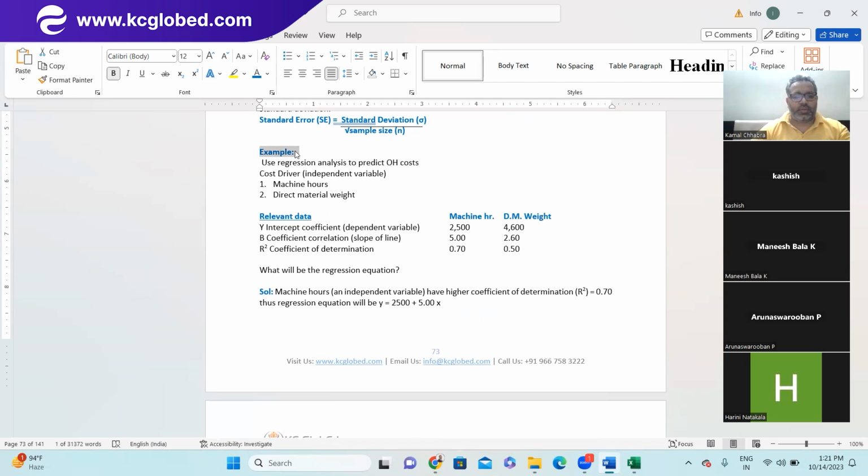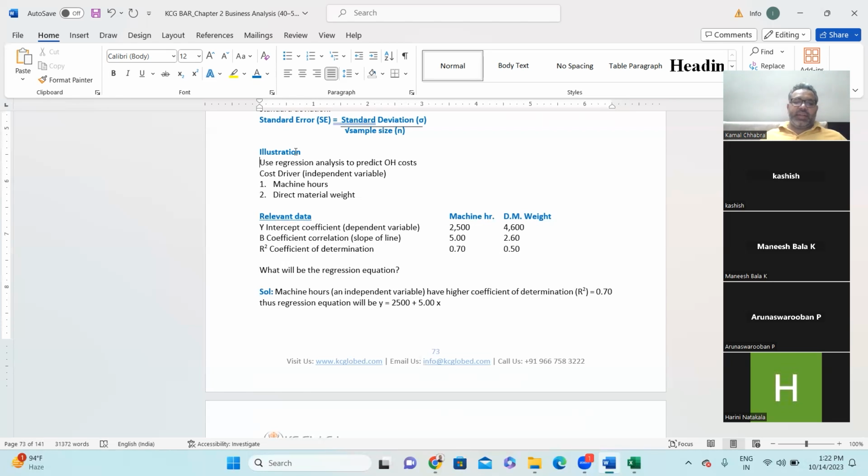So I would say this illustration. Use regression analysis to predict the overhead cost, where the cost drivers, which are independent variables, are machine hours and direct material weights, right? So y, the dependent variable, has machine hours 2500, and direct material being used is 4600 units. And your coefficients, that is the slope, are 5 and 2.6 accordingly. And you have the coefficient of determination, R square, as 0.70 and 0.15.